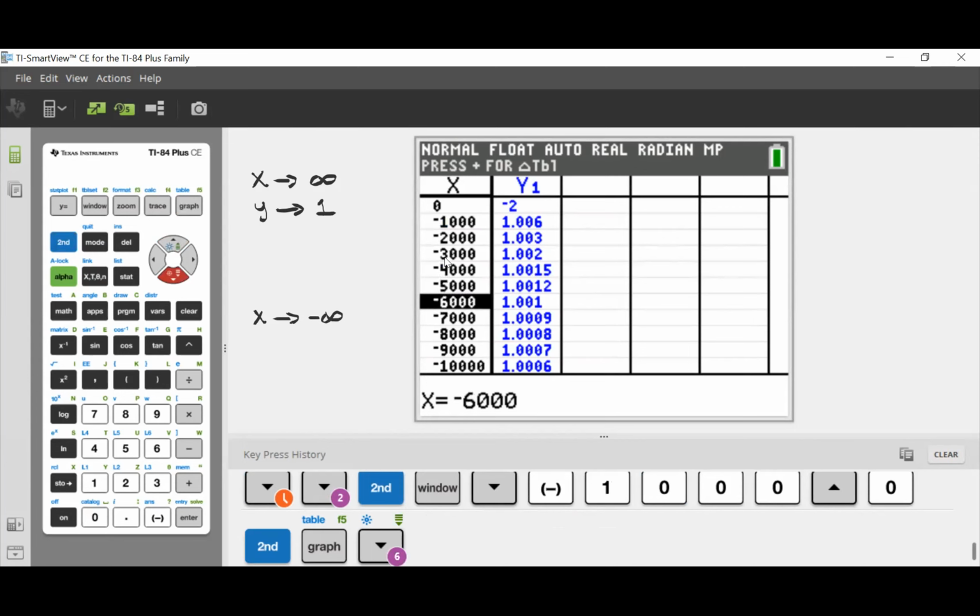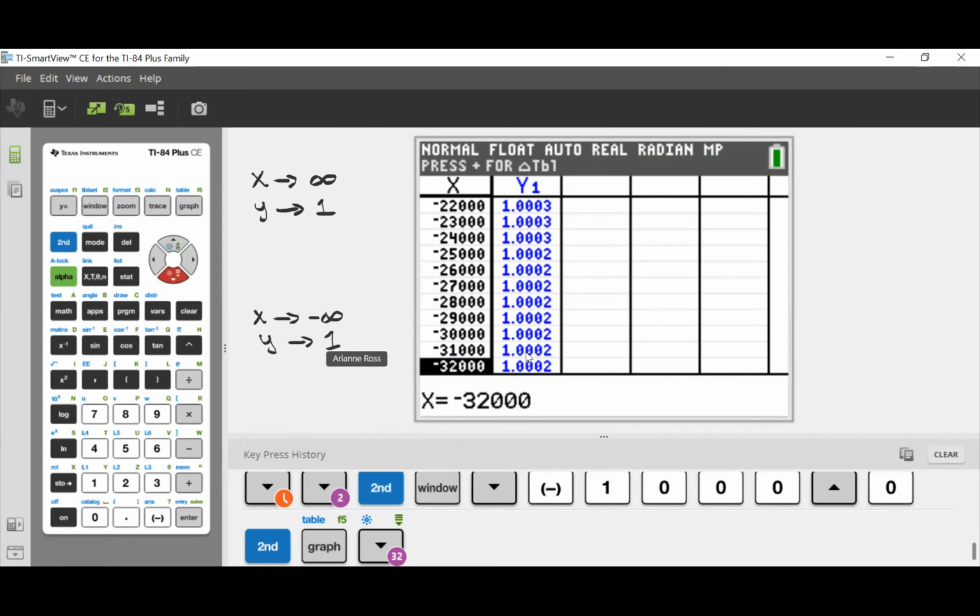Our inputs are getting more and more negative, and our outputs are getting closer to 1: 1.006, 1.003, 1.002, 1.0015. As we keep going, 1.0004, I'm sorry, 1.0003. As we can see here, the y values are getting closer and closer and closer to 1. So as x approaches negative infinity, y is approaching 1.